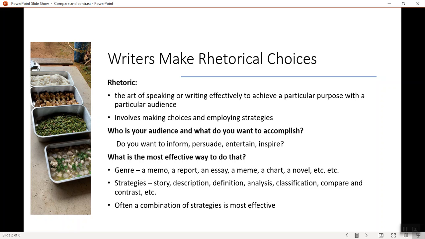And you will make choices and you will employ strategies. So the basic questions that any writer approaches a project with start with these two things. Who's your audience and what do you want to accomplish? Do you want to inform them, persuade them, entertain them, inspire them? And after you've decided about that, then you have to ask another question. What's the most effective way to do this?